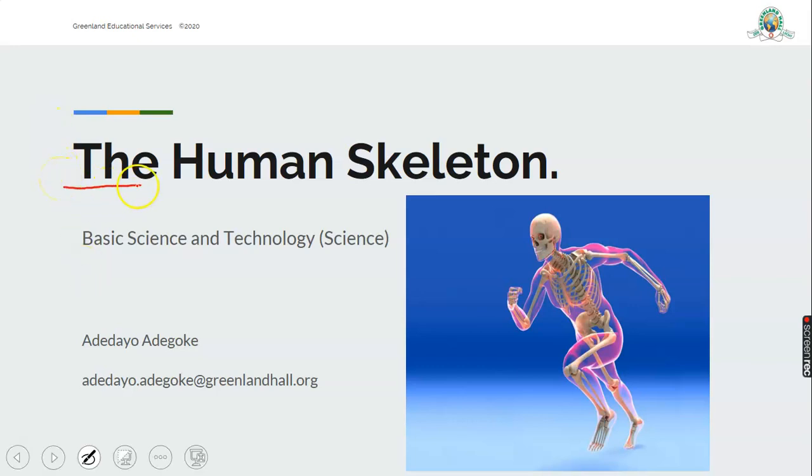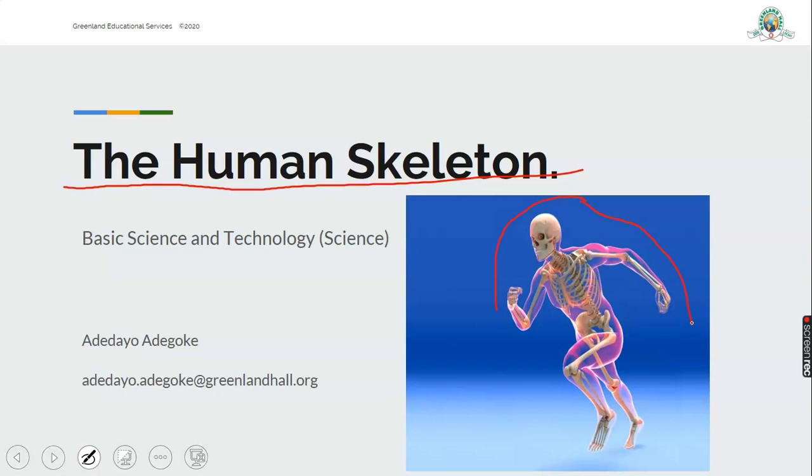You can see the human skeleton. If you look at the screen, you are going to see the picture of the skeleton of a man. That is the skeletal system. The human skeleton is also called the skeletal system. So if you look at the screen, you see that it appears that this man is running, though a man doesn't look like this. But then you can see the bone inside. Okay, that's what we are talking about today.